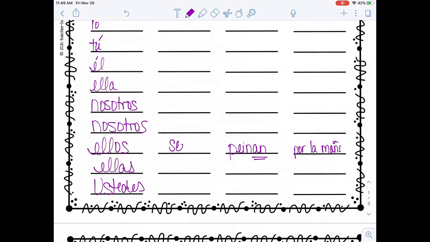So that says they comb their hair in the morning. Okay, because peinarse means to comb your hair.